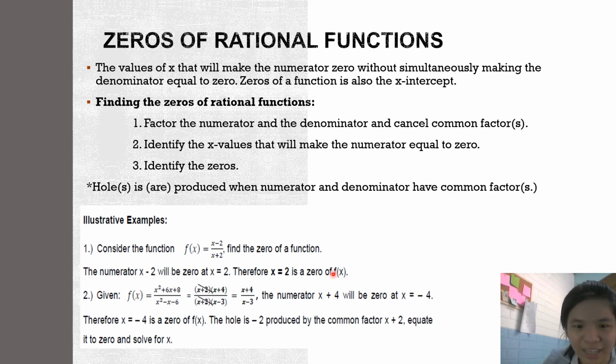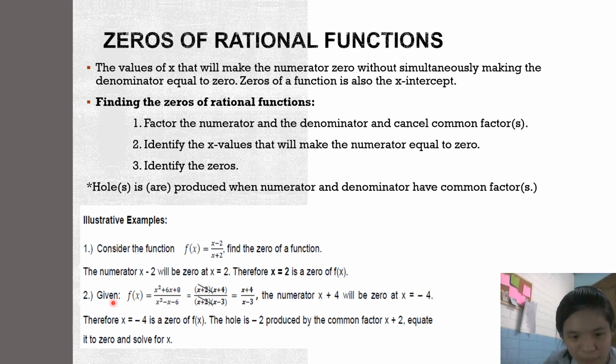This is a shortcut for the x-intercept. But when you solve for the x-intercept, you substitute the value of y to 0 to get the x-intercept. We get the same answer. X equals 2, and its ordered pair is 2, 0. You can try it on your own. But here's the shortcut, I think, for zeros of a rational function in terms of the x-intercept.